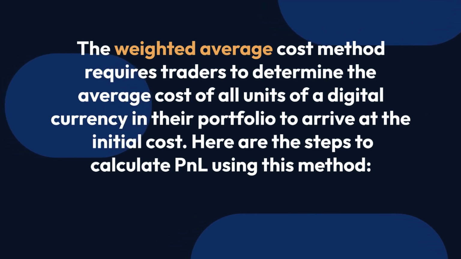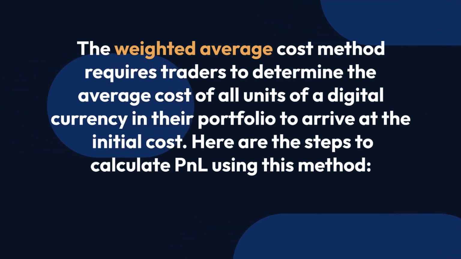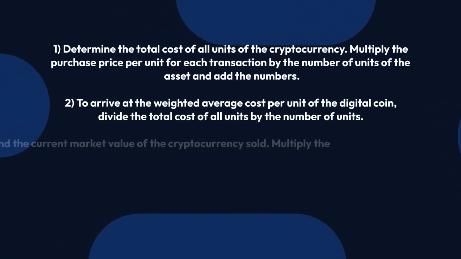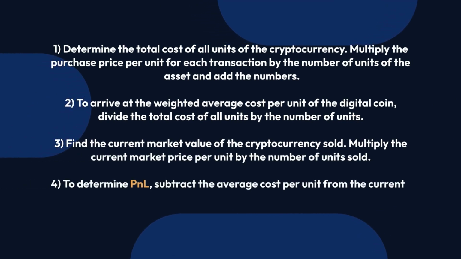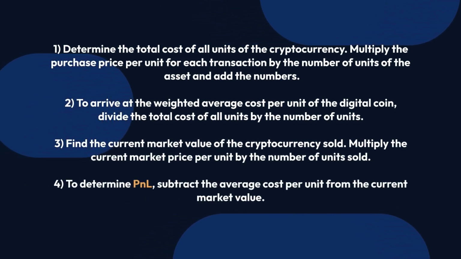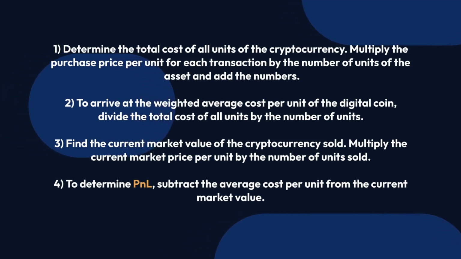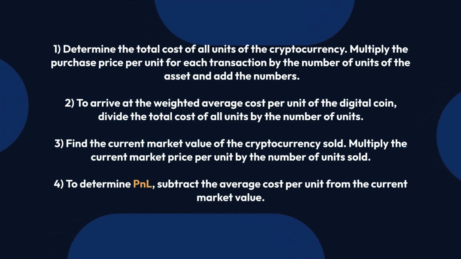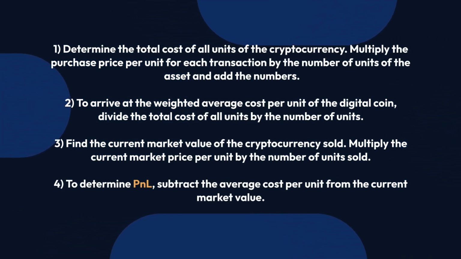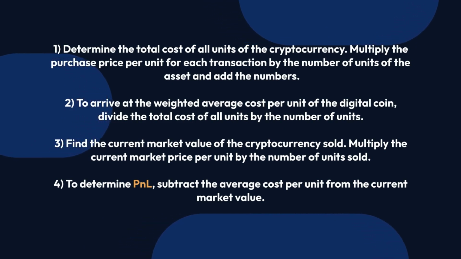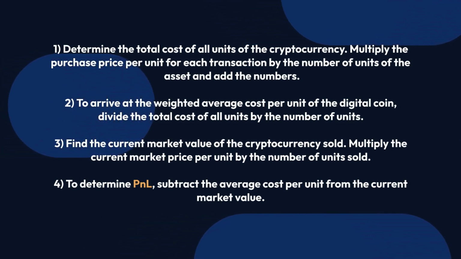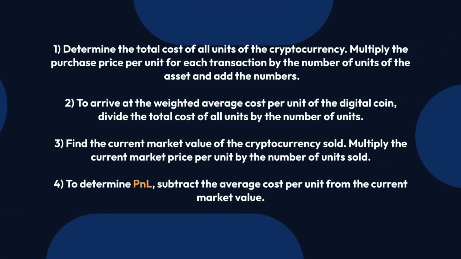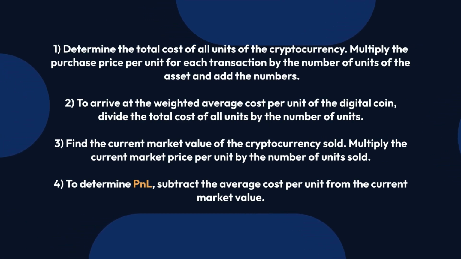Here are the steps to calculate PnL using this method. 1. Determine the total cost of all units of the cryptocurrency. Multiply the purchase price per unit for each transaction by the number of units of the asset and add the numbers. 2. To arrive at the weighted average cost per unit of the digital coin, divide the total cost of all units by the number of units. 3. Find the current market value of the cryptocurrency sold. Multiply the current market price per unit by the number of units sold. 4. To determine PnL, subtract the average cost per unit from the current market value.